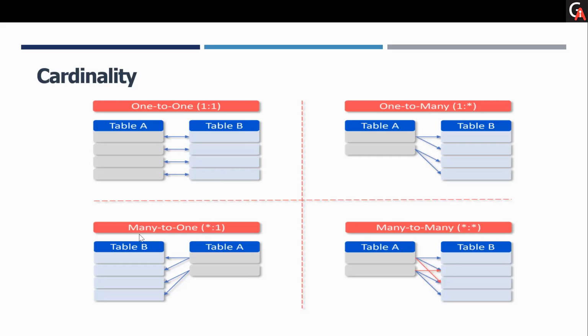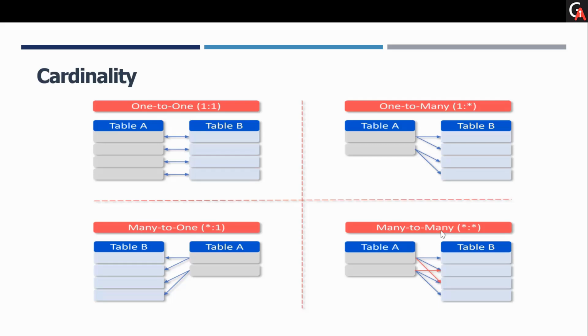Then comes many-to-one cardinality. Examples of many to one are many employees working in a single department, or many books published by a single publisher. Then comes another cardinality type, which is many to many, and examples for that are students can enroll in multiple courses and each course can have multiple students, or products can be in multiple stores and each store sells multiple products.